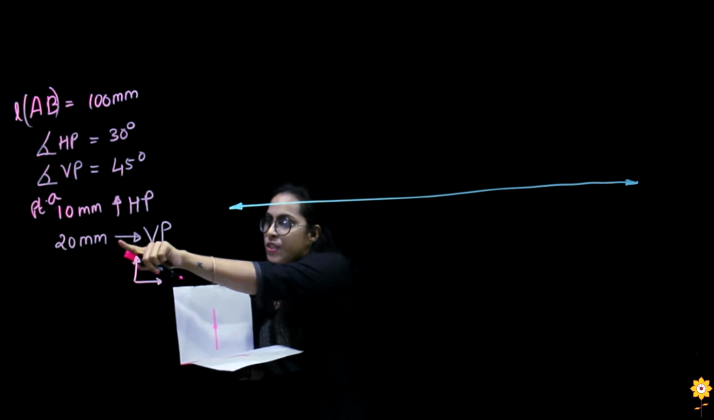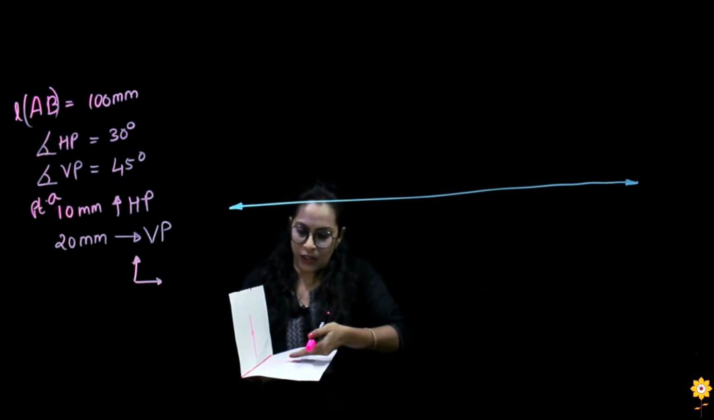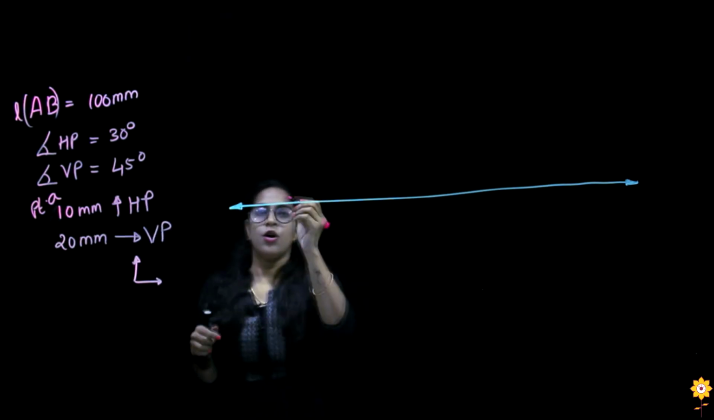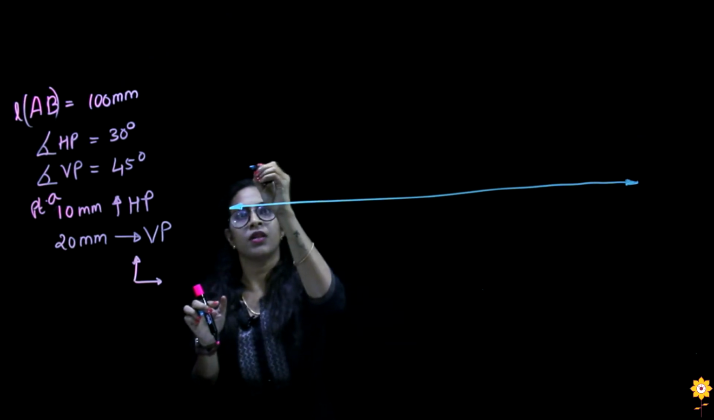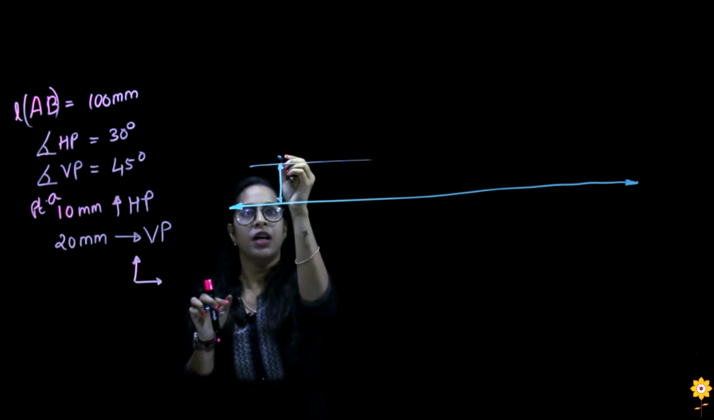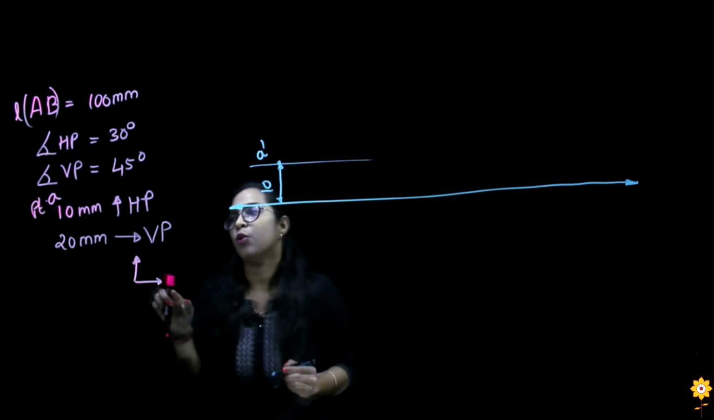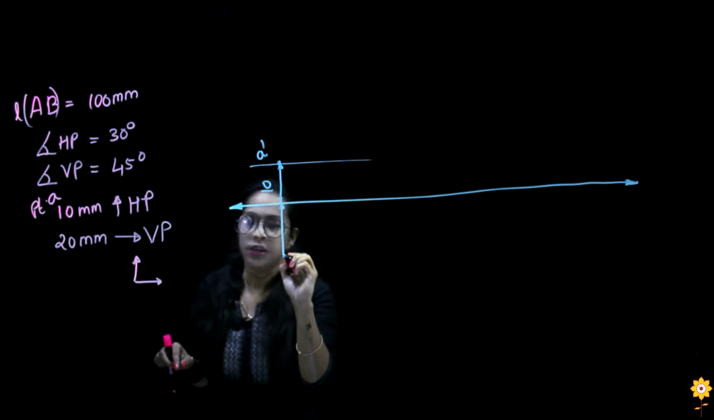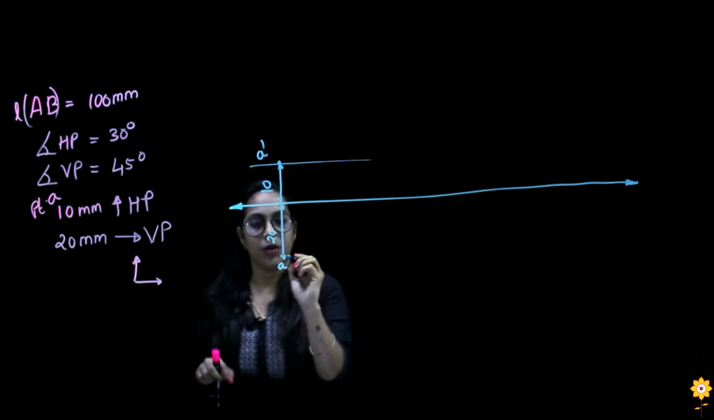And a point which is 10 mm in front of VP, from the direction of VP, if you observe, you would see that point on the horizontal plane. So similarly, what I'll do is, I'll draw a line at a distance of 10 mm, I'll mark a point, this is 10, and this would be the front view of A. And at a distance of 20 mm, I'll write this is 20 mm.